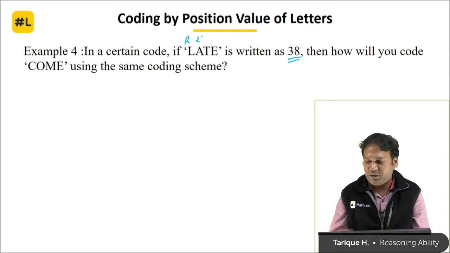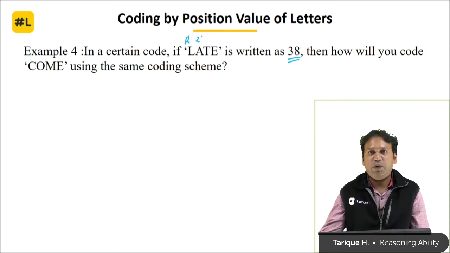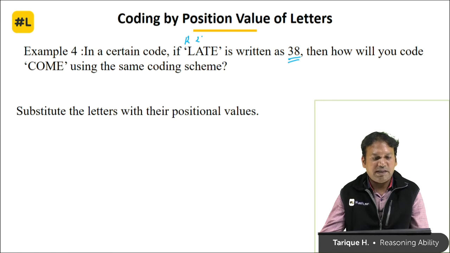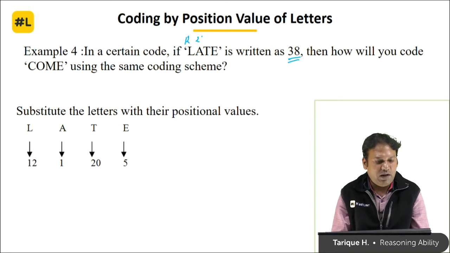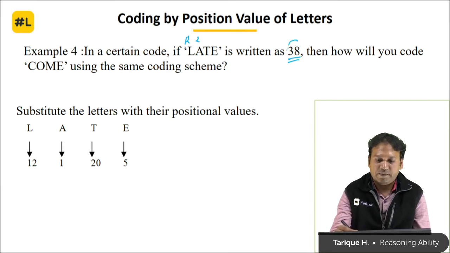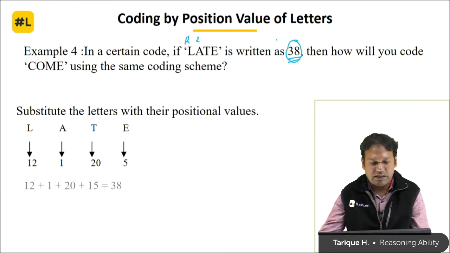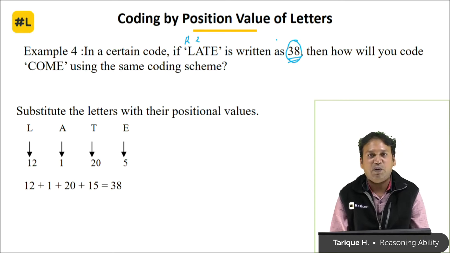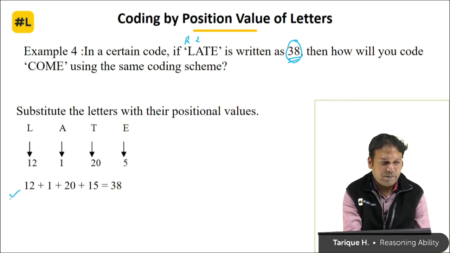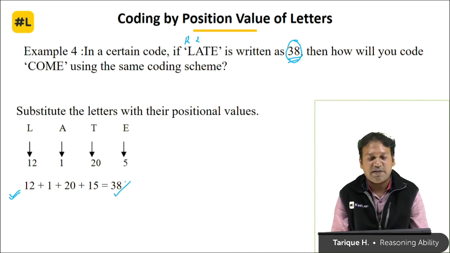So this is a new type of question. What we are doing here is we are substituting the letters with their positional values first. What is late? L is 12, A is 1, T is 20 and E is 5. How do we get 38 then? We add the positional values. This gives us that late is equal to 38.